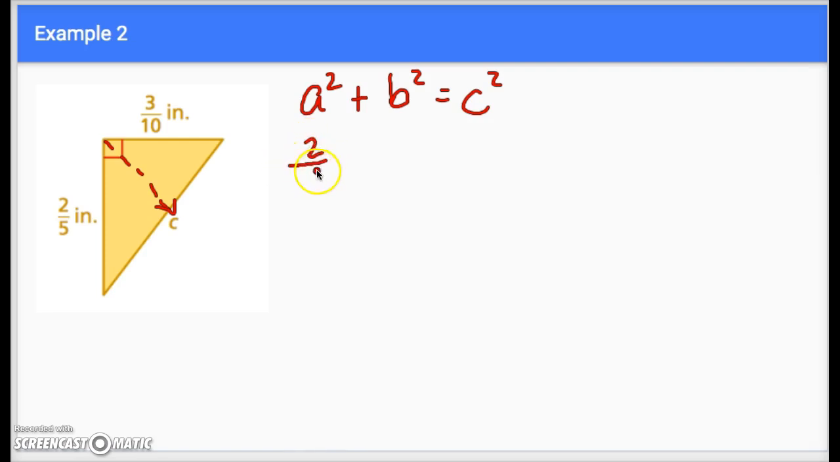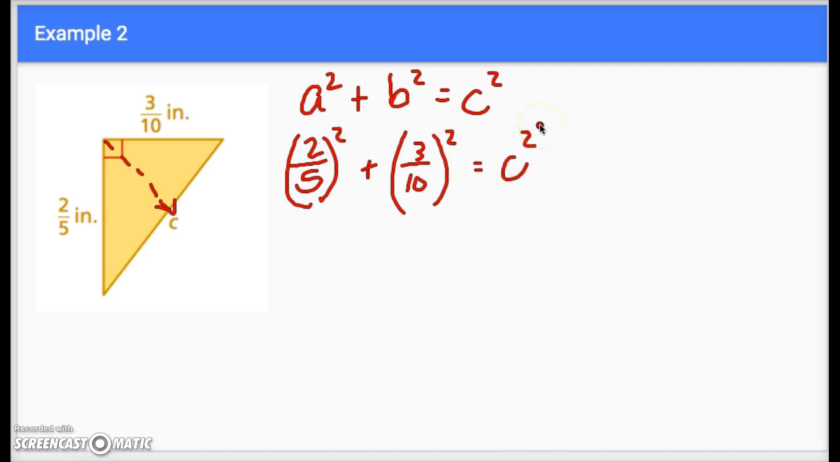So 2/5 squared plus 3/10 squared has to equal c squared. Now, whenever you're squaring a fraction, it's actually really easy because the exponent goes with both the numerator and the denominator. So 2 squared is 4, 5 squared is 25. So 2/5 squared is 4/25ths. We'll do the same thing over here. 3 squared is 9, 10 squared is 100.